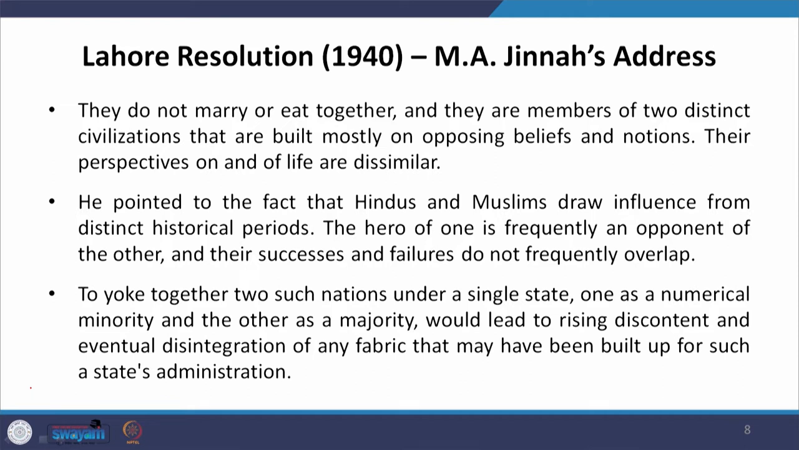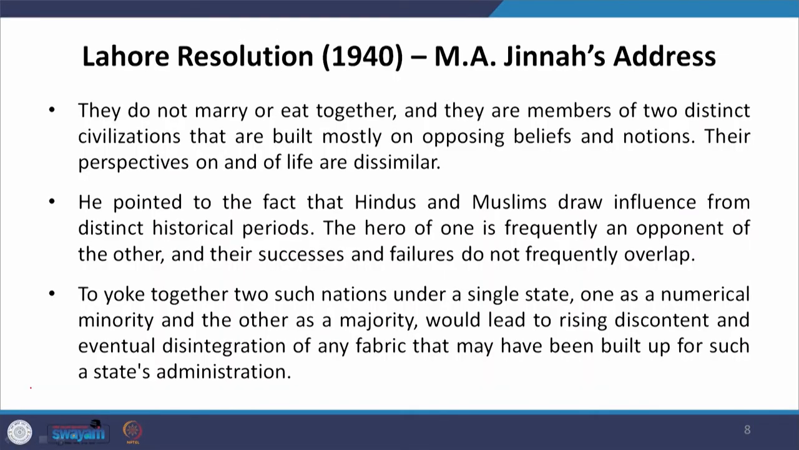Jinnah pointed to the fact that Hindus and Muslims actually draw influence from very distinct historical periods. The hero of one literature, one worldview, one philosophy, one way of life is frequently seen as an opponent by the other. They harbor very different value systems, and their successes and failures very often do not overlap. So, in such circumstances, to yoke together 2 such nations within the umbrella of one nation would be very, very difficult. He also pointed out that the Muslims within that single umbrella would become a numerical minority, whereas the Hindus would remain a majority, and it could lead to rising discontent and eventual disintegration of any fabric that may be built up for such a state's administration, right?